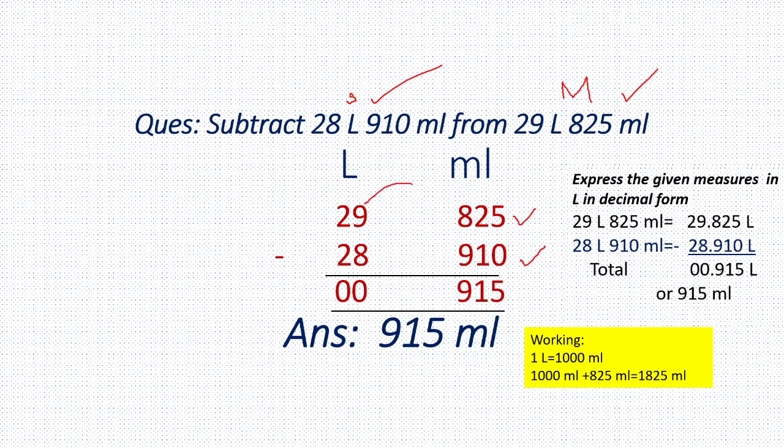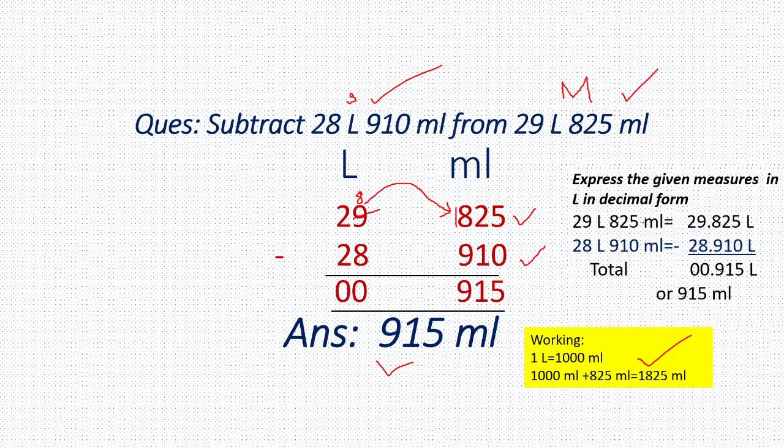So what we will do, we will borrow 1 liter from here. When you borrow 1 liter from here, you all know 1 liter equals 1000 milliliter, and 1000 milliliter plus 825 milliliter equals 1825 milliliter. So here I am writing 1, and 18 minus 9 equals 9. Here we have now 8, and 8 minus 8 equals 0. 2 minus 2 equals 0. So our answer is 915 milliliter.